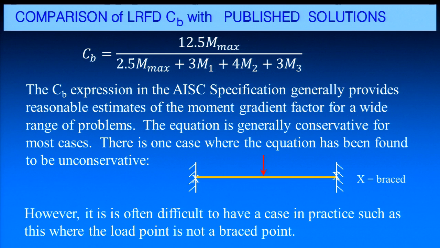It's conservative for most cases. Okay? There's one case that we found where it's not conservative. And that's the case if I have a fixed beam, I've got bracing at the two ends of the section, and I have a point load at midspan. Okay? That's a very uncommon case. It's really hard to not have this load point be a brace point. So even that one case where it's a little unconservative, it still does a pretty nice job. So it's actually a pretty good design expression for a variety of different conditions.